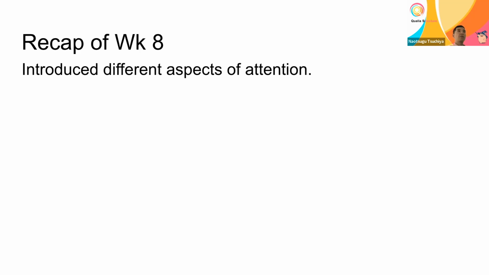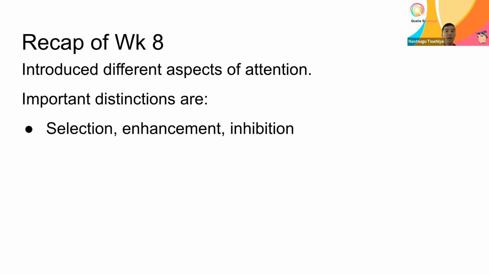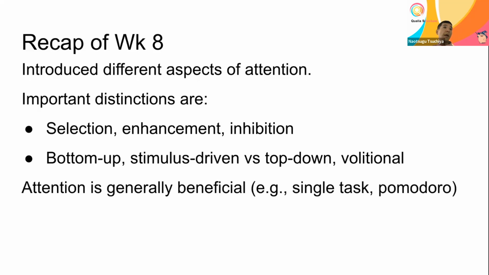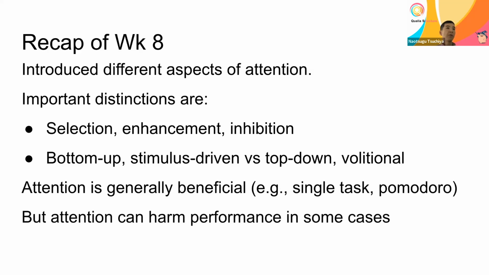Initially, I introduced the different aspects of attention, and the important distinctions are that attention has selection, enhancement, and inhibition aspects. And also stimulus-defined bottom-up aspects, and volitional or controlled aspects of top-down attention effects. I also pointed out that attention is generally beneficial. So in general, I suggest you perform a single task and also pursue something like the Pomodoro technique and so on. But attention can also harm performance in some cases.